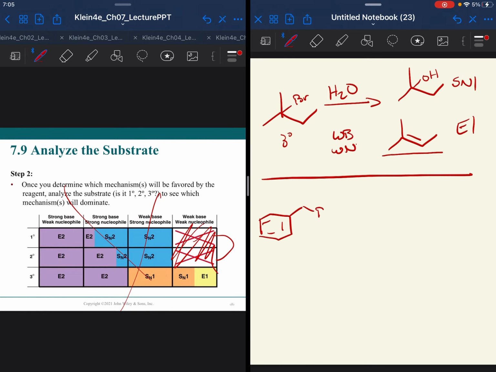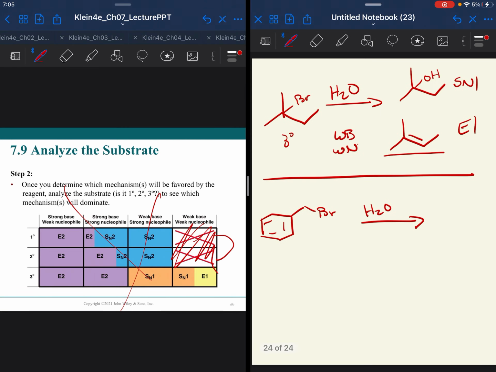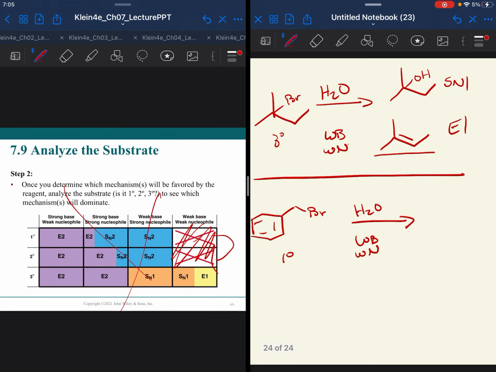What about this guy if we react with water? So we have a primary alkyl halide. It can leave and make a carbocation because it's resonance stabilized. And we have a weak base, weak nucleophile. Well, we can definitely have our SN1 reaction where we replace our bromine with our hydroxide, our alcohol.